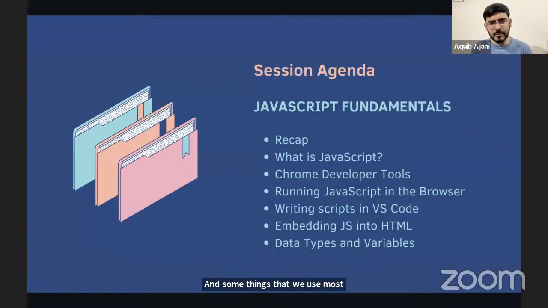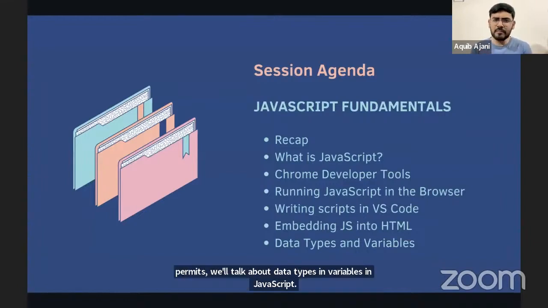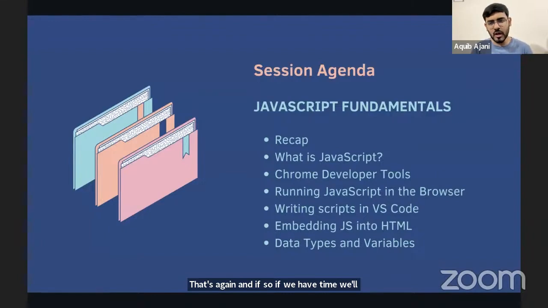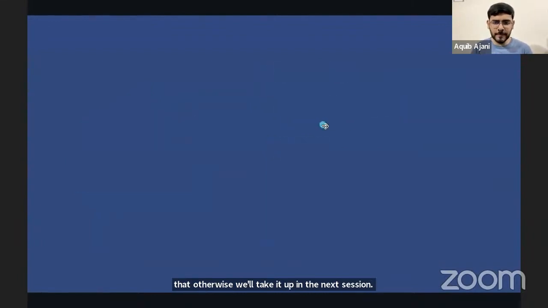Then we'll move to JavaScript. We'll discuss how to run it in the browser and how to run it in VS Code. And finally, we'll take a look at a little bit of HTML plus JavaScript, right? In today's session, I just want to give you an understanding of what JavaScript is, what it can do for us, and how we can integrate it with what we already know. That's pretty much the agenda. And if time permits, we'll talk about data types and variables in JavaScript. Otherwise, we'll take it up in the next session. So yes, let's jump in and get started.